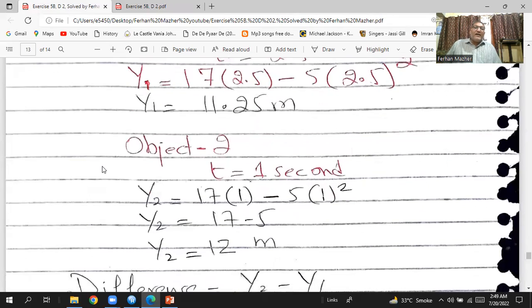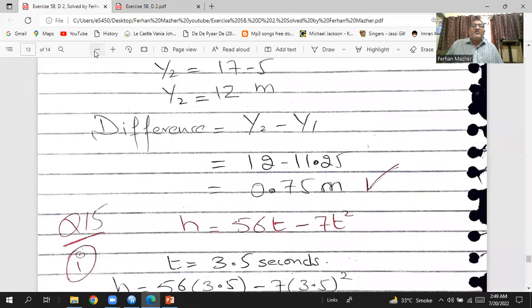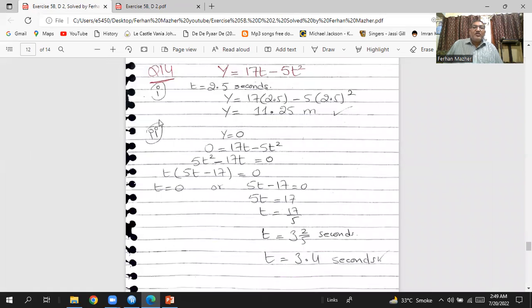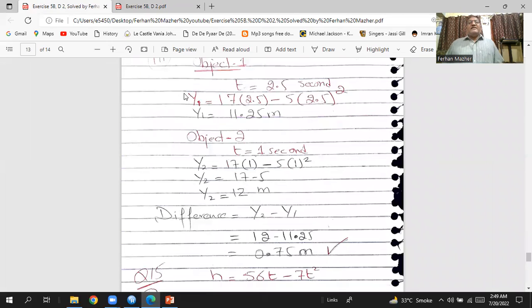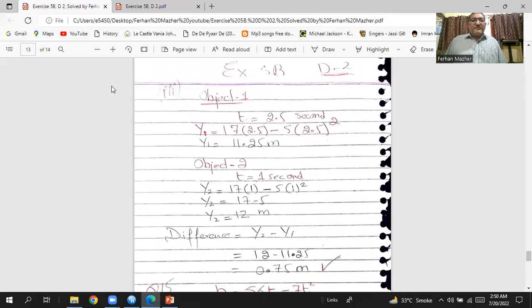So the height gained by the object number 1 is 11.25. The height gained by the second object is 12 meter. So the difference of the height will be y2 minus y1, and that will be 12 minus 11.25, and that will be 0.75 meter. So this is how you will do the question number 14. This is the first portion of the question number 14 showing up on your screen. You can pause the video here. And this is the second portion of the question number 14. I hope you understand this question.